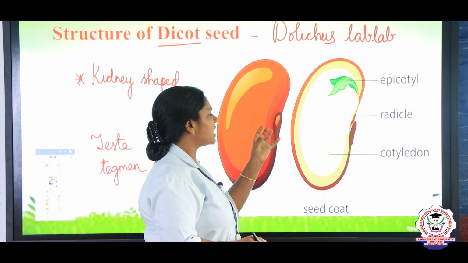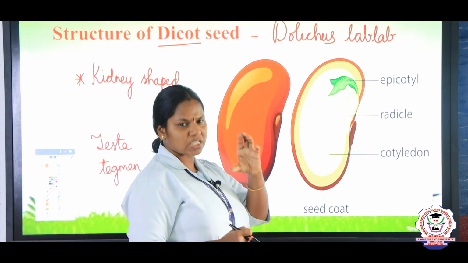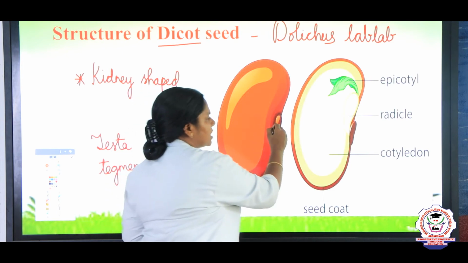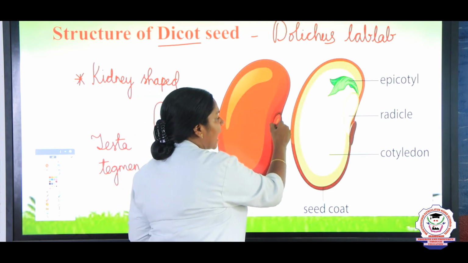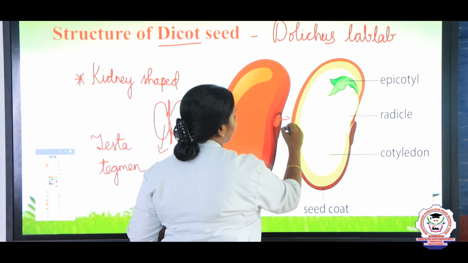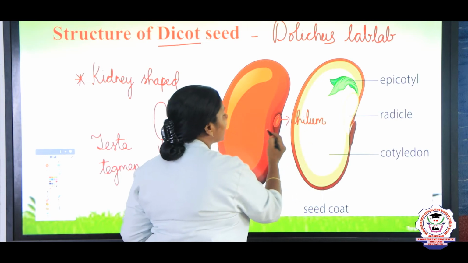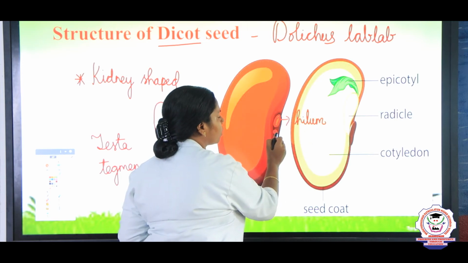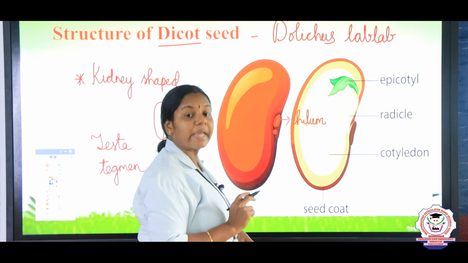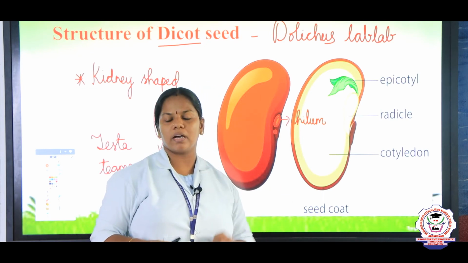And when you see a seed, you can see a whitish structure. This we call a hilum. What do we say, children? Hilum. This region we call the hilum. And below the hilum there is a small pore called the micropyle. What is the use of this micropyle? Let me tell you one experiment.